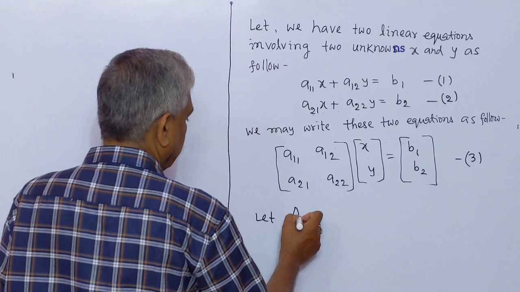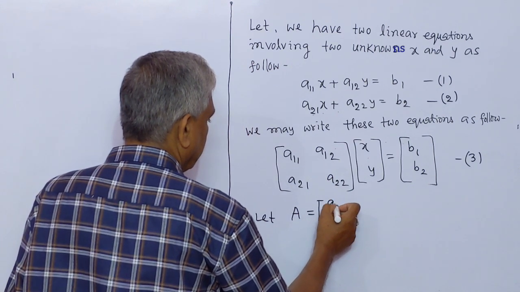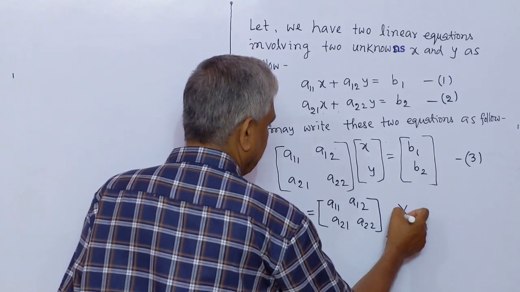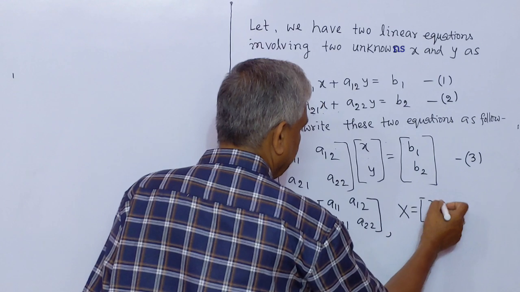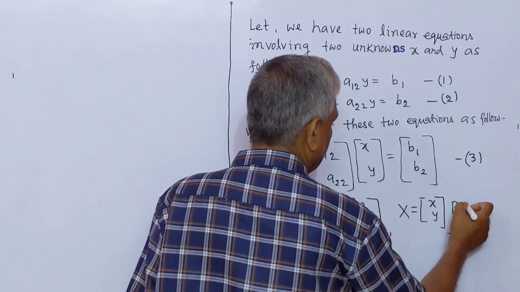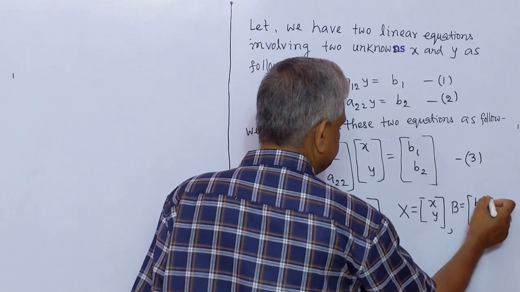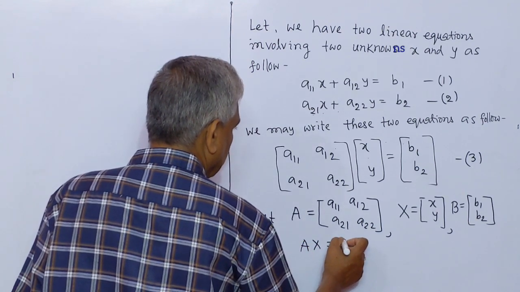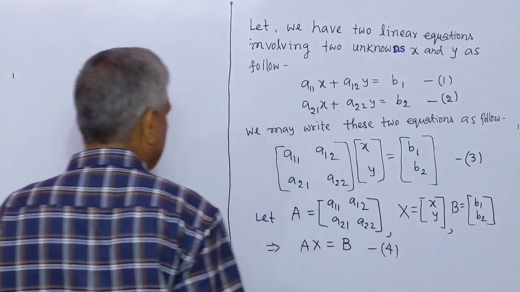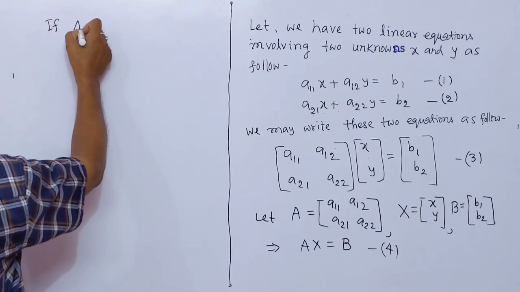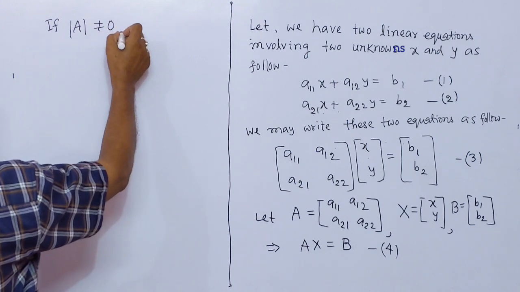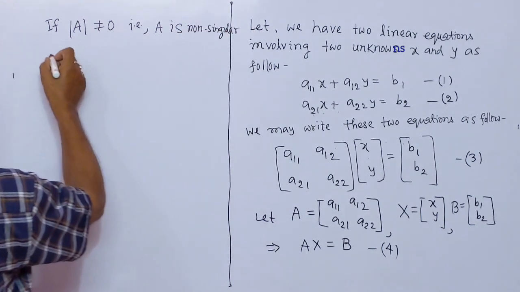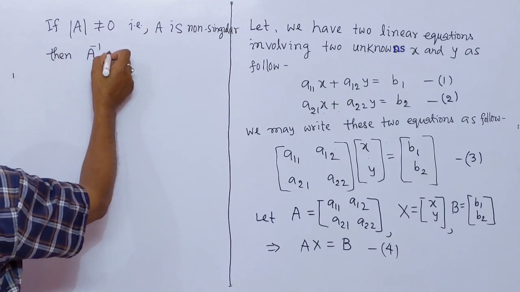Let capital A be the matrix A11, A12, A21, A22, capital X the column matrix X, Y, and capital B another column matrix B1, B2. This implies that AX equal to B. This is number 4. If determinant of A not equal to 0, that is A is non-singular, then A inverse exists.